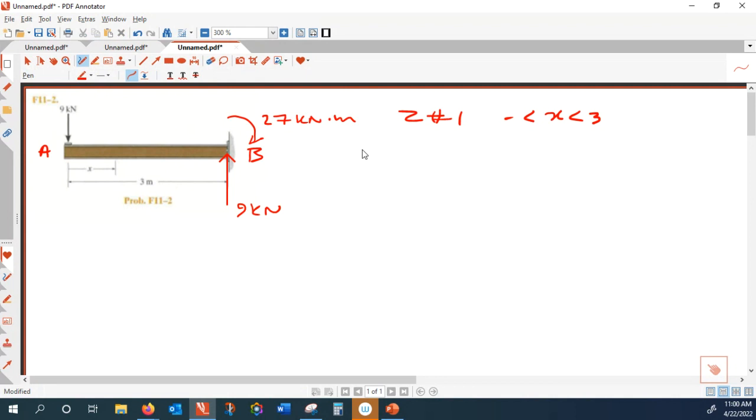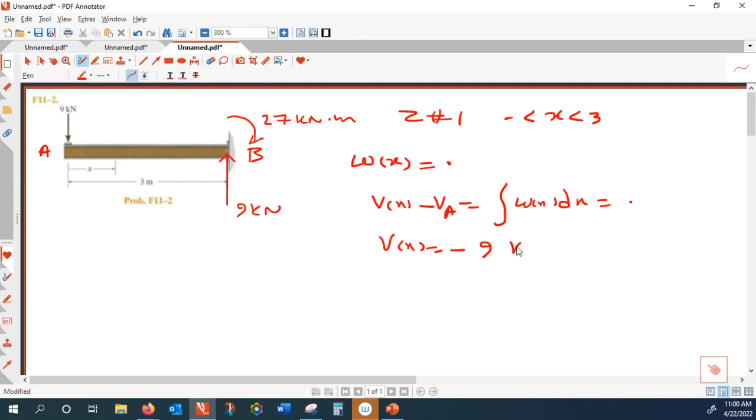So let's find out W of x. W of x, there is no distributed load. So for the entire span, W of x is 0. And V of x minus V of a, that is integral of W of x dx, which is equal to 0. Therefore, for the entire span, the shear doesn't change. The shear is V of x is equal to minus 9 kilonewton. So this seems to be quite similar to the previous problem, isn't it?